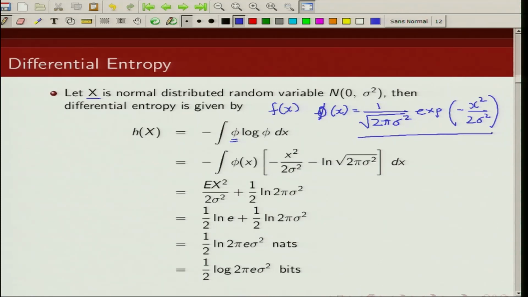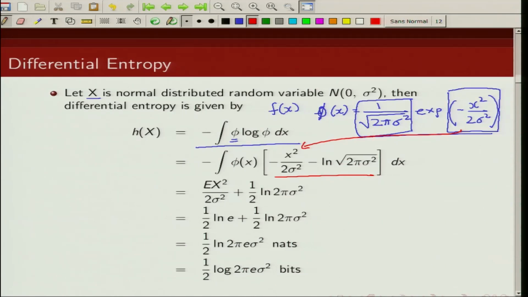So what is the differential entropy? Differential entropy is defined in this particular fashion. So this can be written as minus integral of phi of x times log of phi of x. Now if we take the log of phi of x, we get the log of this term, and the log of the exponential will be just this term. So we get minus phi of x, and log of phi is given by this expression. So this is this, and log of 1 by square root of 2 pi sigma square, that is this.